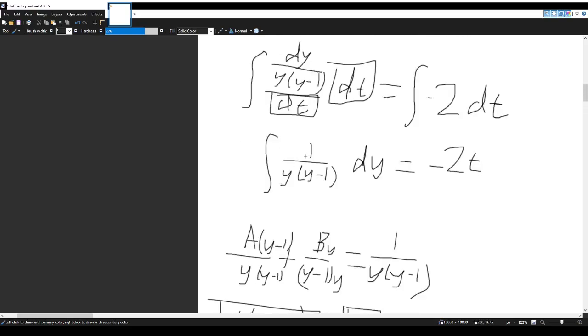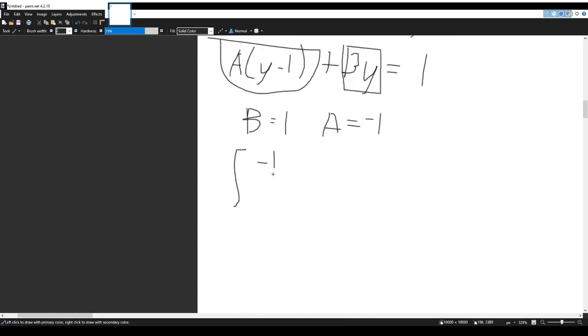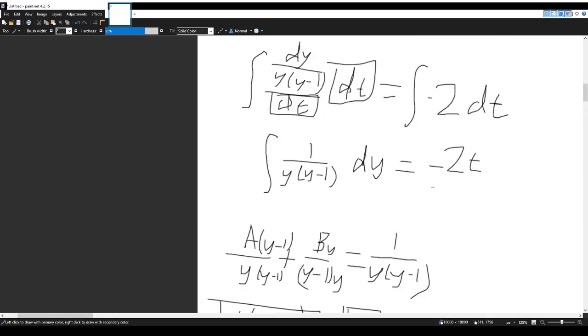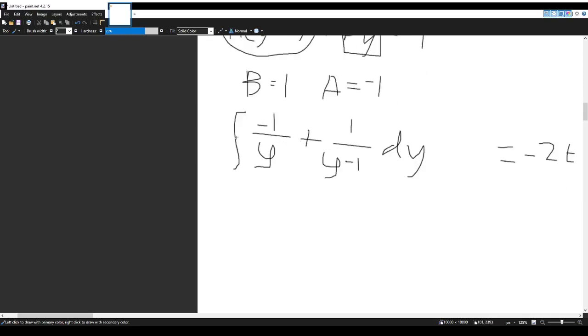But we have the integral of a, which is negative 1 over y, plus b, which is 1 over y minus 1, and then dy. And remember, this still equals negative 2t, but we're going to be focusing on this left side for a little bit. So now we can just integrate these separately, right? We can think about it that way.